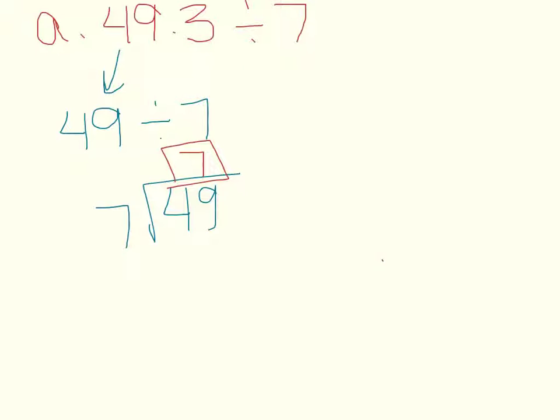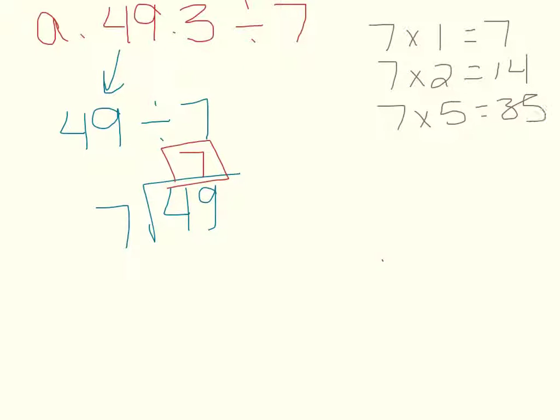Another way we can do this problem, if it's not easy to see what to divide the 7 into, would be to list out some of the factors of 7. So, to do this, I would start with saying 7 times 1 is what? 7. 7 times 2 is 14. Let's skip to 7 times 5. 7 times 5 is 35.